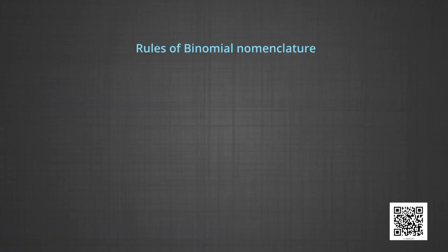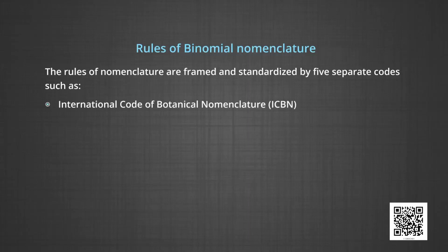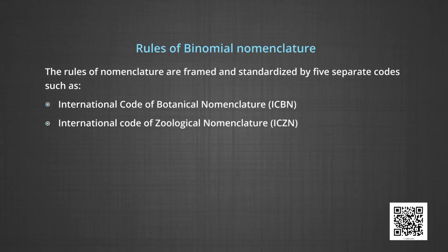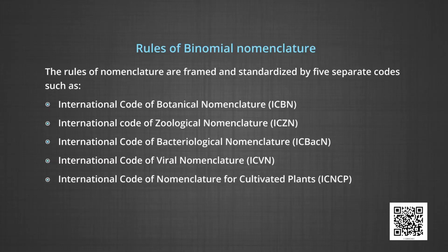The rules of binomial nomenclature. The rules of nomenclature are framed and standardized by five separate codes, such as the International Code of Botanical Nomenclature, also called ICBN. Second, International Code of Zoological Nomenclature, also called ICZN. International Code of Bacteriological Nomenclature, ICBN, International Code for Viral Nomenclature, ICVN, and International Code of Nomenclature of Cultivated Plants, ICNCP. These codes help in avoiding errors, duplication, confusion, and ambiguity in scientific names.